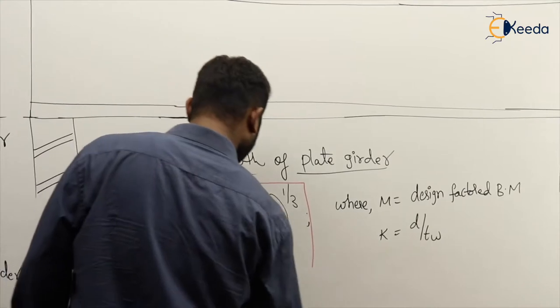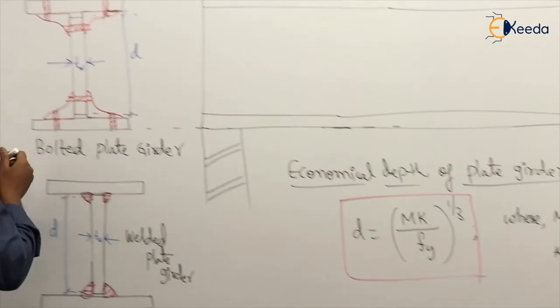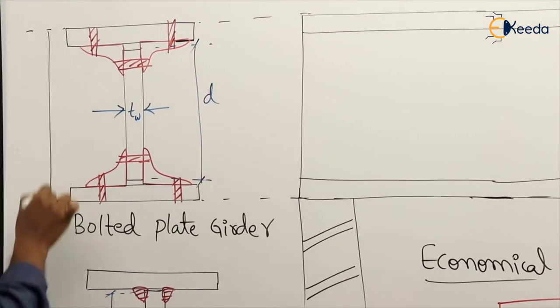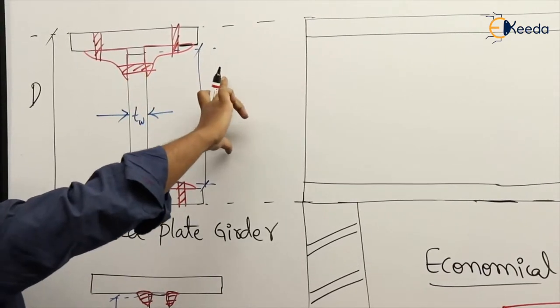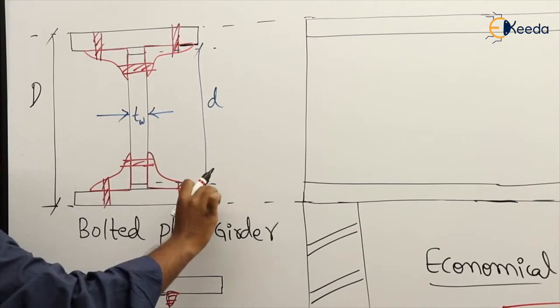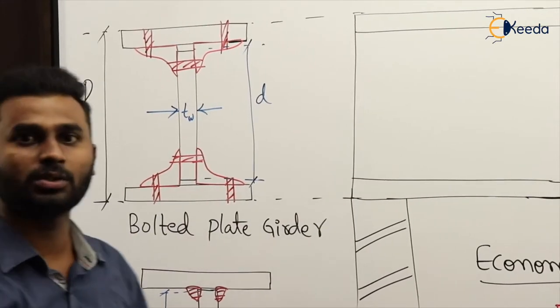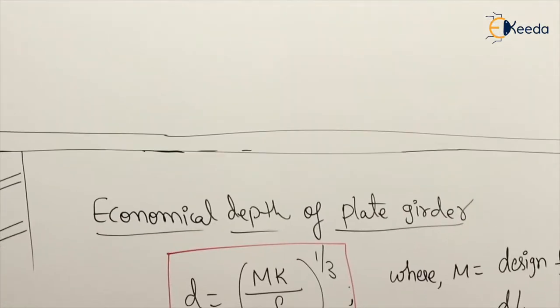So after getting d, how to get the overall depth? Overall depth here is, if you see in this diagram, from extreme to extreme. So this is the overall depth. Agree or not? To get that, first calculate this d based on that formula. After that, add the thicknesses of these two plates, and if at all the spacing is there, add that spacing also. Clear or not? So in this way, we are going to find the economical depth of the plate girder.